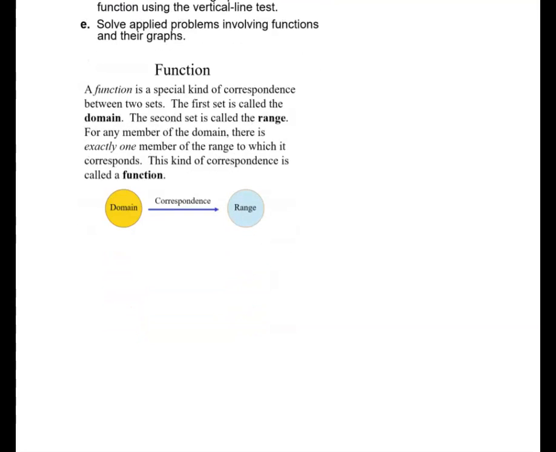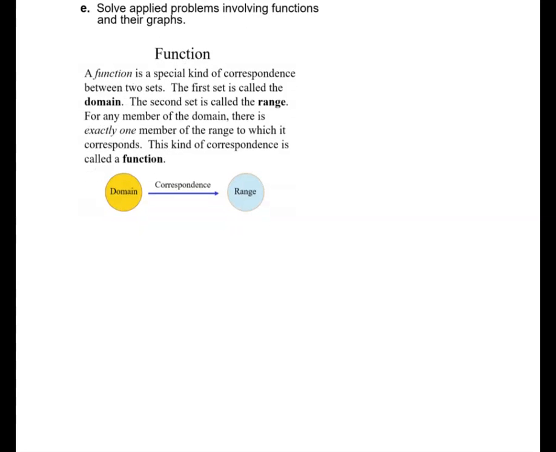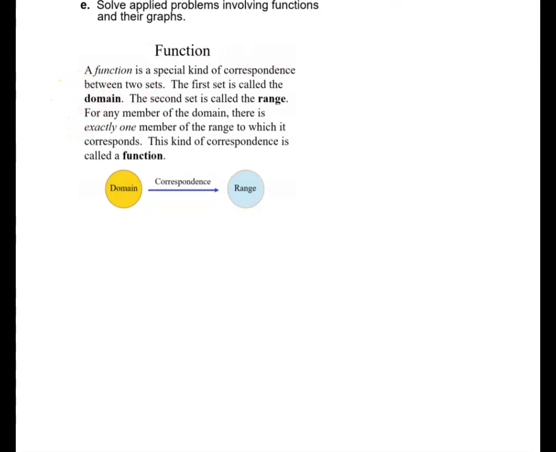So a function is a special kind of correspondence between two sets. The first set is called the domain, and when we're talking about domain, we're actually talking about the things that you plug in for x. Okay, the domain has to do with x, and the second set is called the range, which are your y values. So your x corresponds with y. For any member of the domain, there is exactly one member of the range to which it corresponds. This kind of correspondence is called a function.